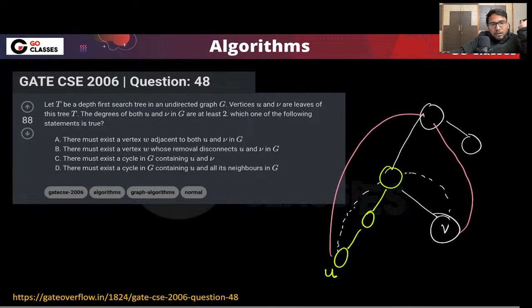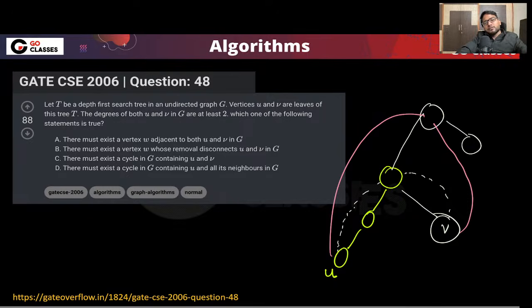I don't think so. There must exist a cycle containing U and V. That's very interesting, so let's just see this. There must exist a cycle containing U and V. There must exist a cycle in G containing U and all of its neighbors. Do you want to solve this? Do you want to take some time and solve this? So they are saying there must exist a cycle. What do you think? In G containing U and V.